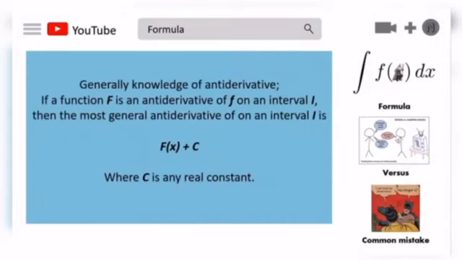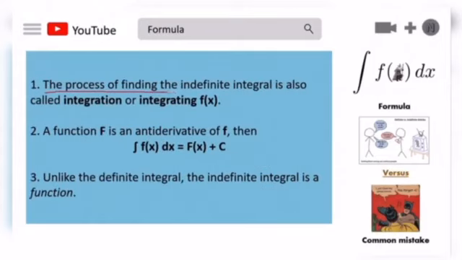Generally, about antiderivatives: if a function F is an antiderivative of f on an interval I, then the most general antiderivative of f on the interval is F(x) plus c, where c is any real constant. The process of finding the indefinite integral is also called integration, or integrating f(x).